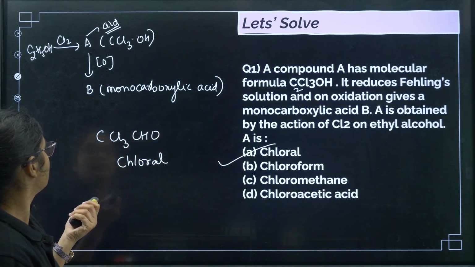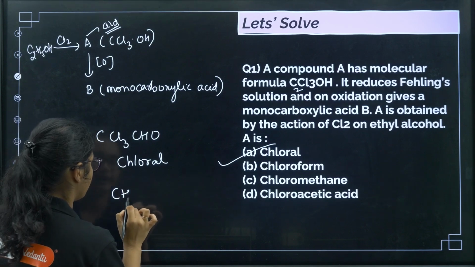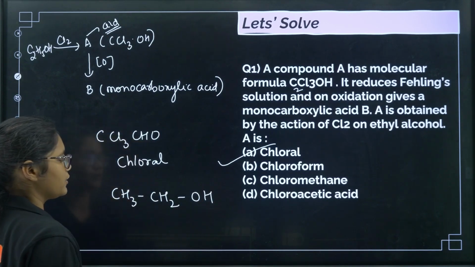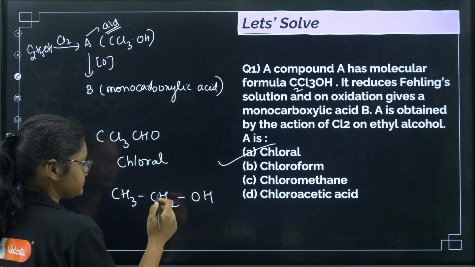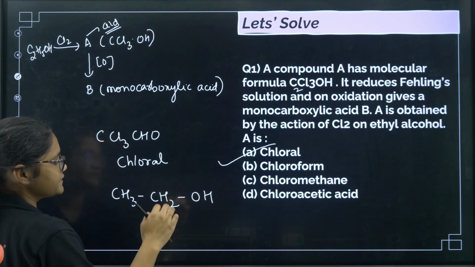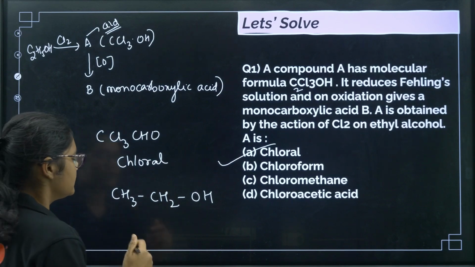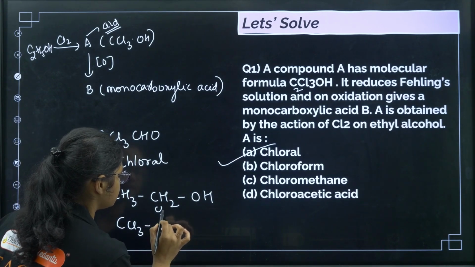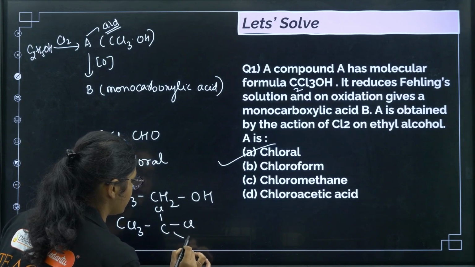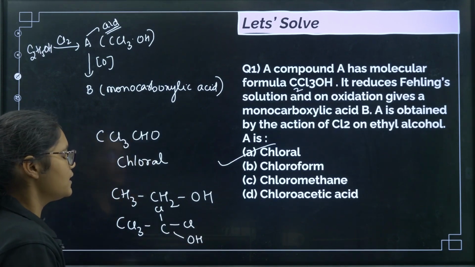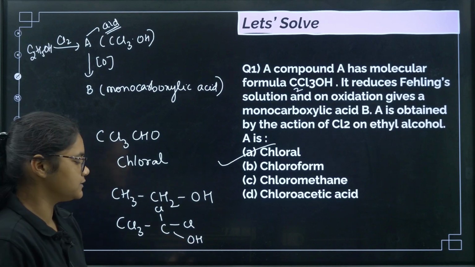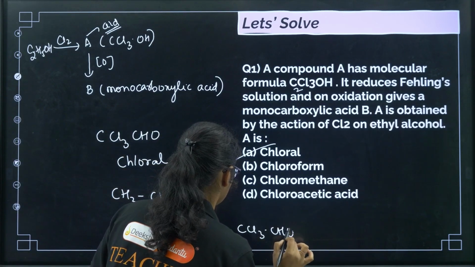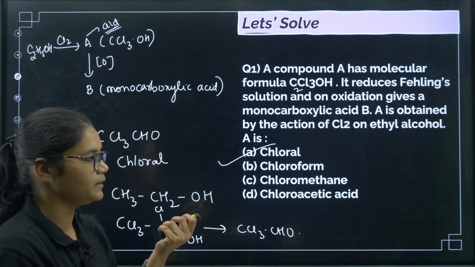So how this happens, you can see CH3CH2OH. Now when you do chlorination, all the hydrogens are replaced with chlorine. So what I'll get is CCl3 and then here you have Cl, here you have Cl, and then here you have OH. After this there are further reactions to convert this one to CCl3CHO. Okay, correct answer is option number A.